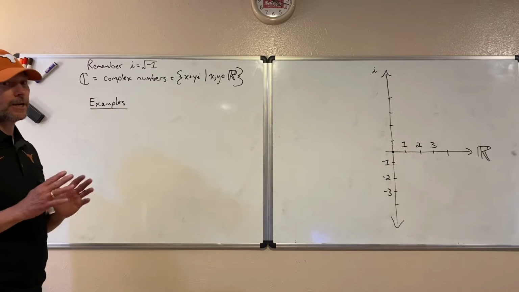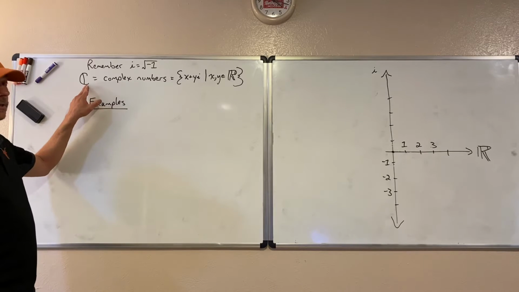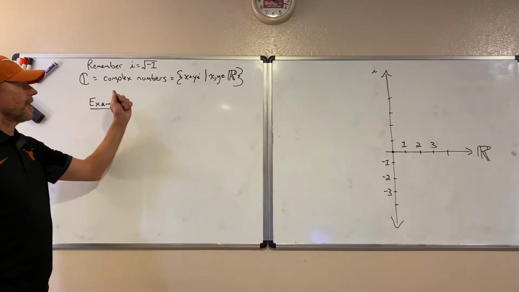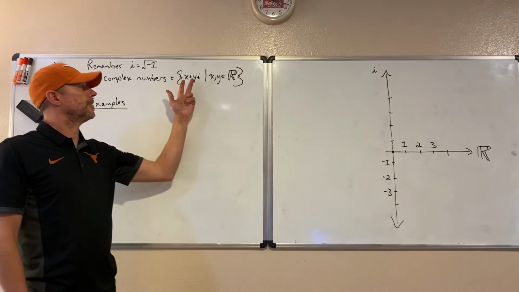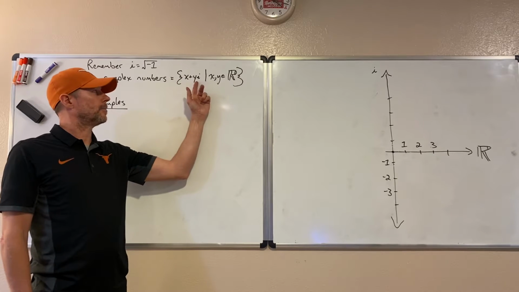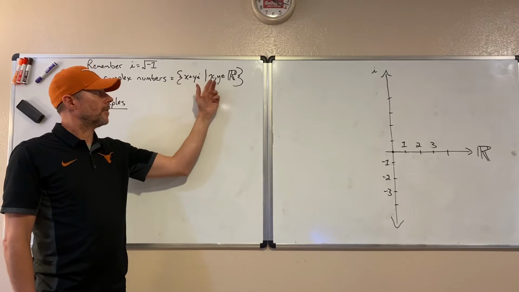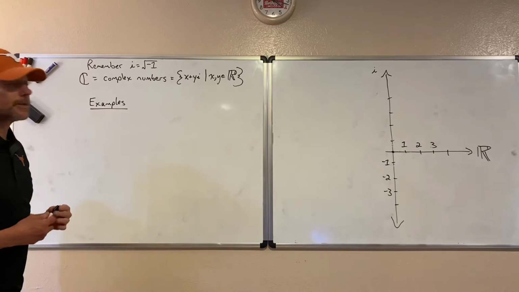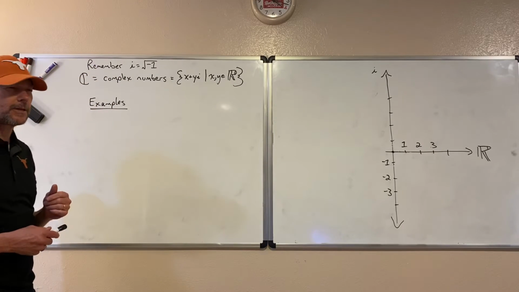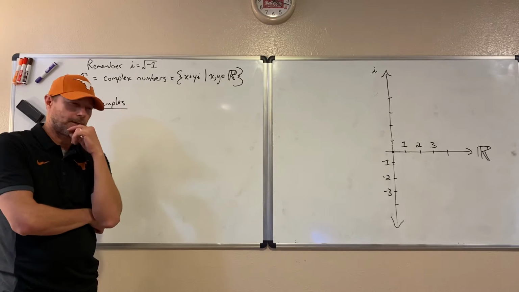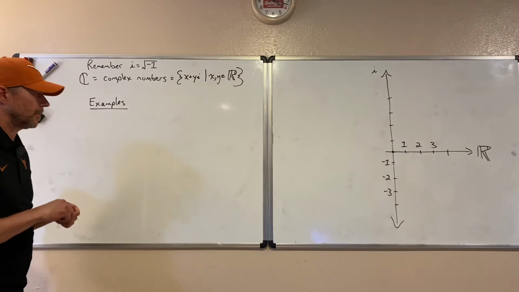So we're going to define complex numbers. We use this symbol here to represent the complex numbers. And the complex numbers are linear combinations of a real number and a real number coefficient to i. So x and y are real numbers. And here's some examples of complex numbers. I'm going to try to think of the most complex number I can think of. Here's a complex number.